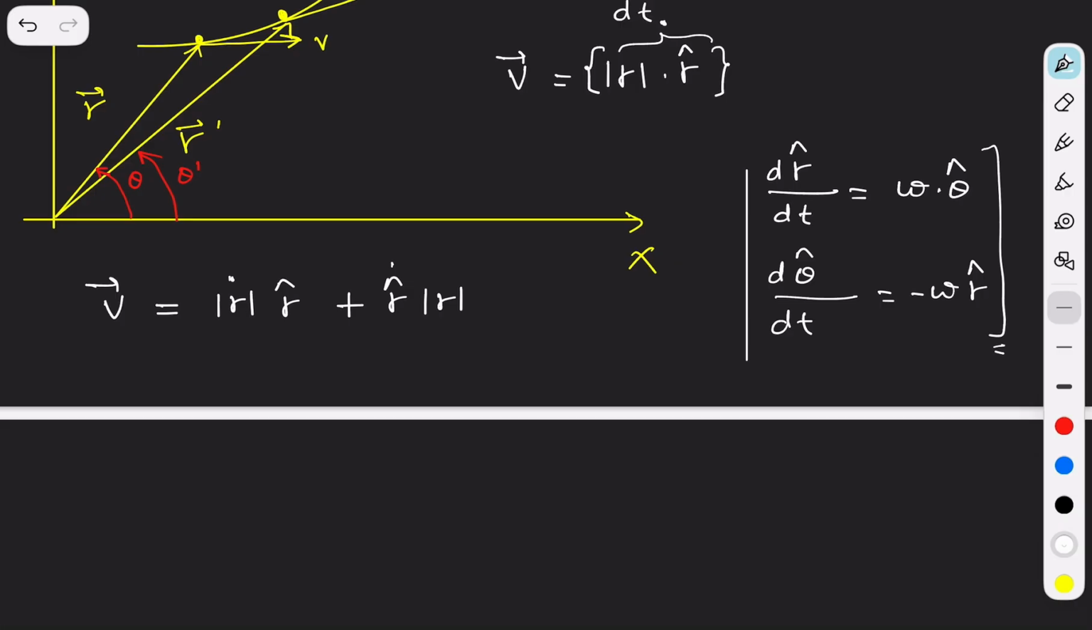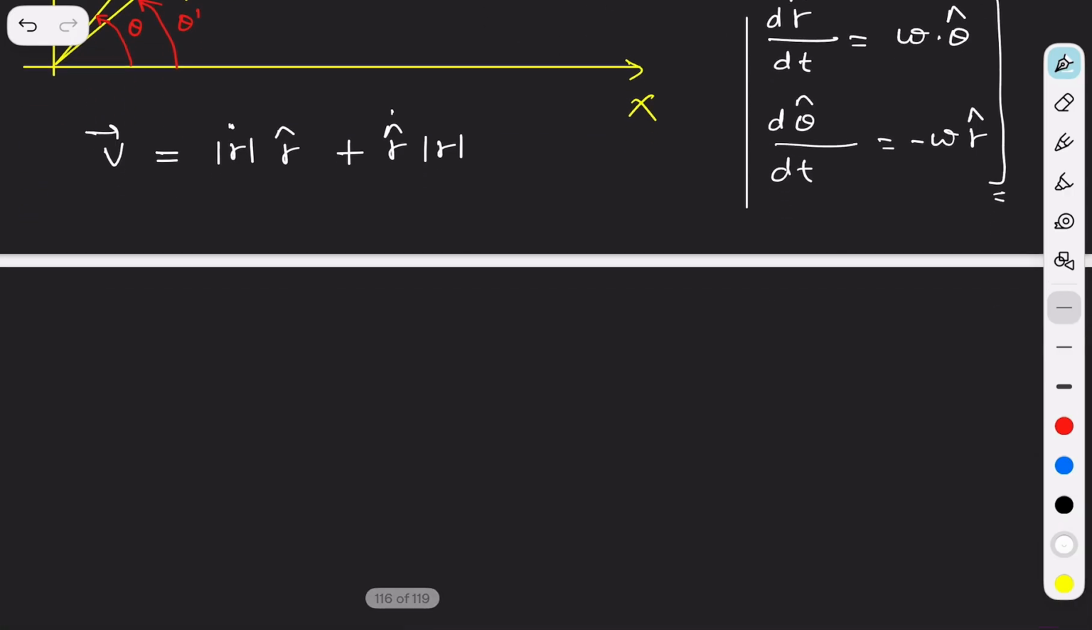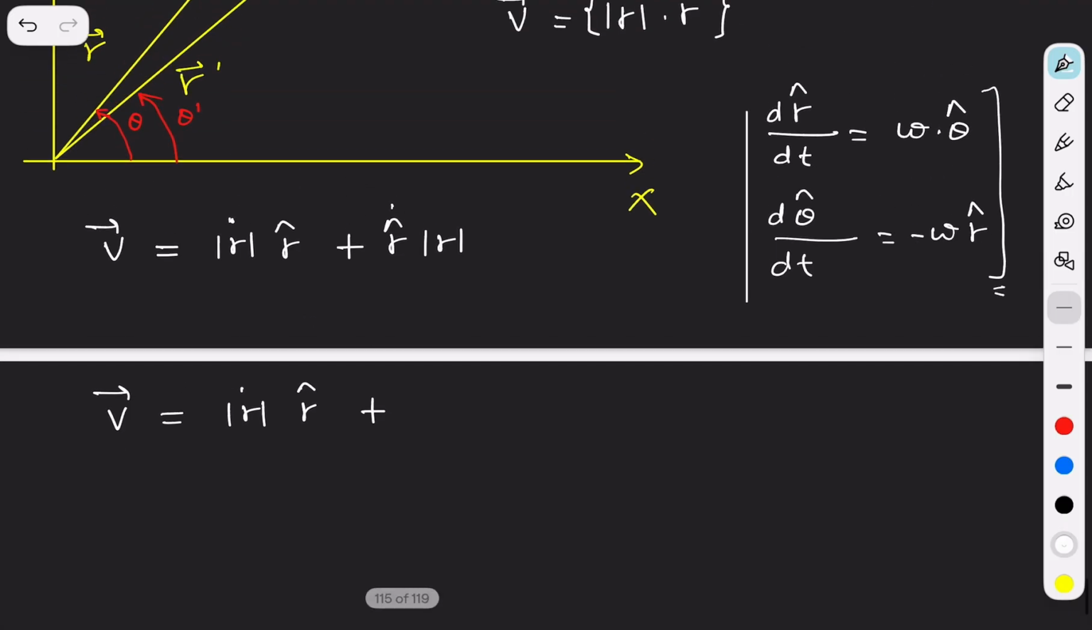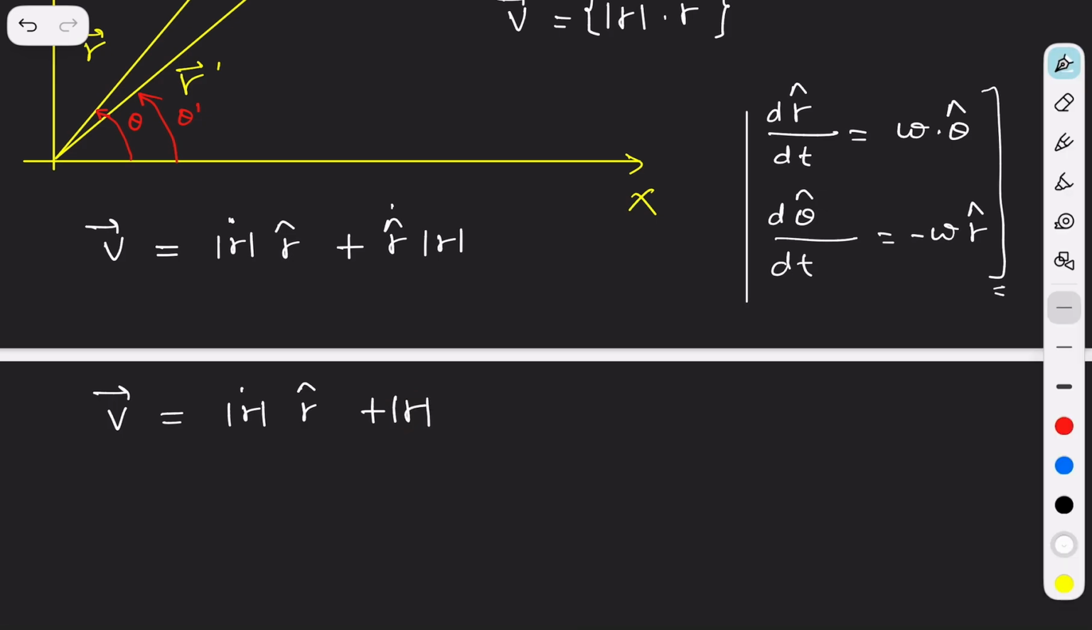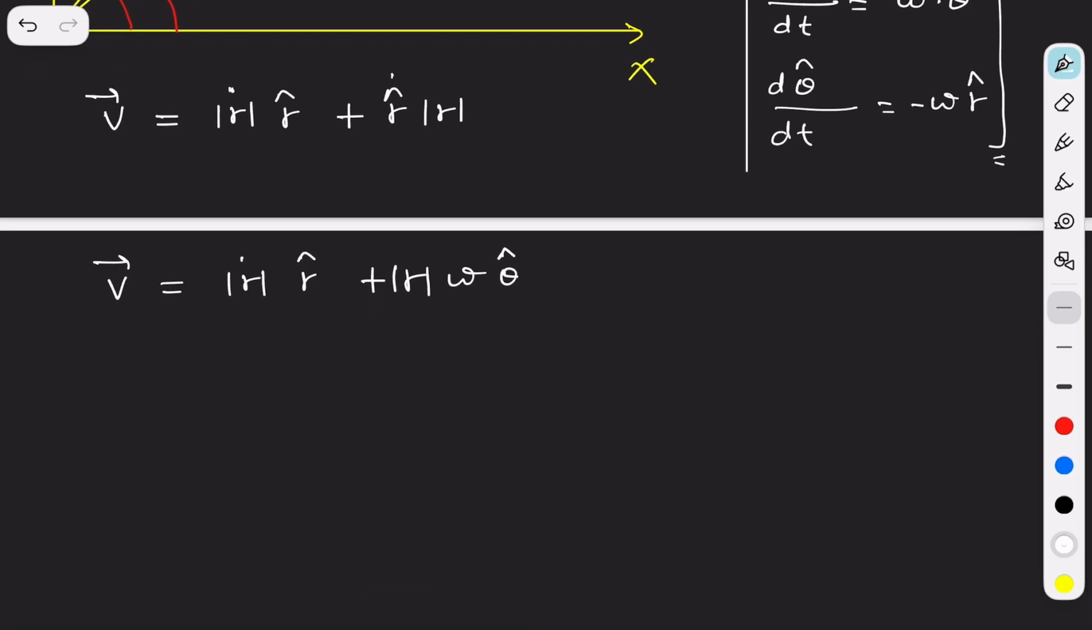So the v vector can be written as this into r cap plus r cap dot, which can be converted into omega into theta cap. So what I can write here is r omega theta cap. This is the value we have gotten. So the v vector basically will be, as we have discussed, omega cross r, which is coming from here, plus this r dot r cap.